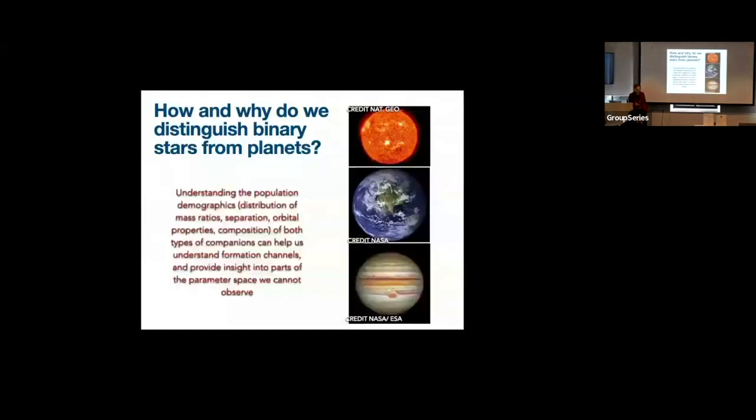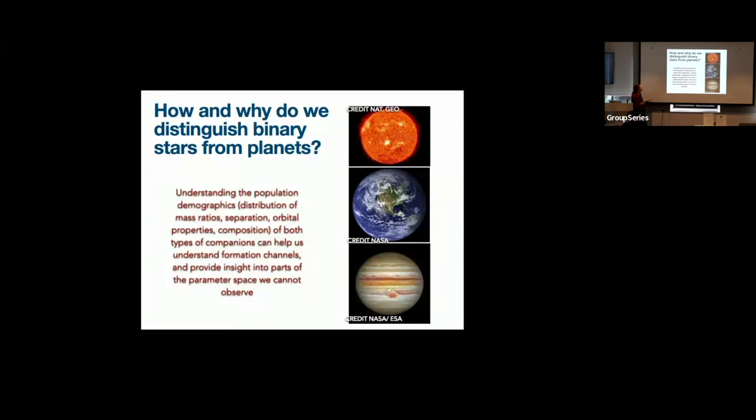So what I want to talk about today is this notion of how and why we distinguish binary stars from planets. I think if you don't spend a lot of time thinking about either of these issues, it either seems trivial or useless. And I hope to convince you that it is neither.